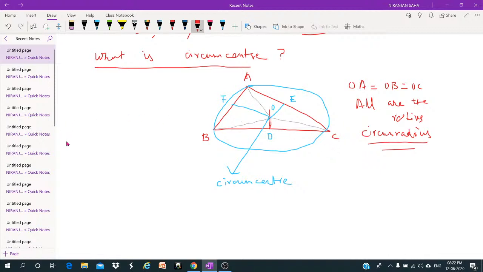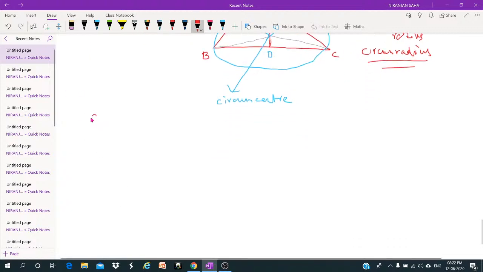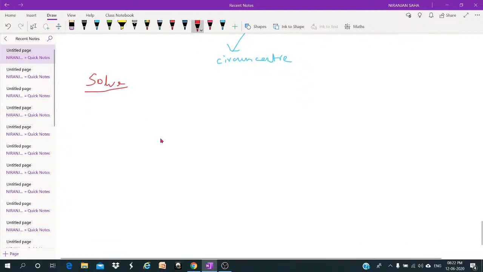So we now need to solve a problem. It is given that we must find the coordinates of the circumcenter of a triangle.